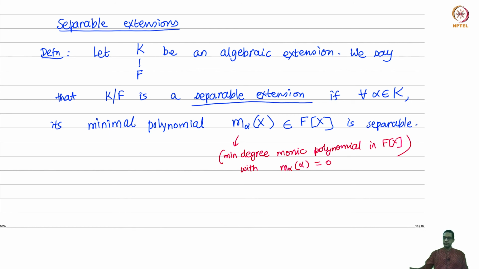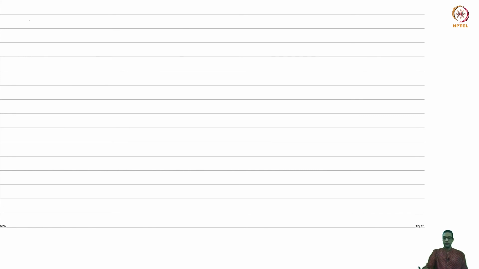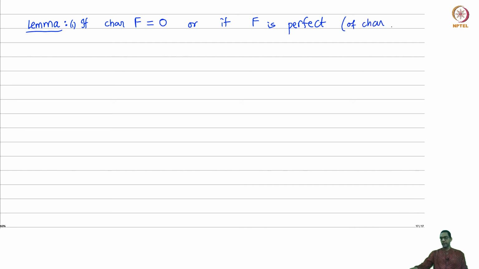So let's quickly write out a corollary to our discussion of perfect fields and so on. The nice thing here is that, recall, if F has characteristic 0 or if it is perfect, then any irreducible polynomial is automatically separable. So that gives us a rich class of examples of separable extensions. In fact, if the characteristic of the base field is either 0, or if F is perfect of some finite characteristic, then any algebraic extension K over F is separable.